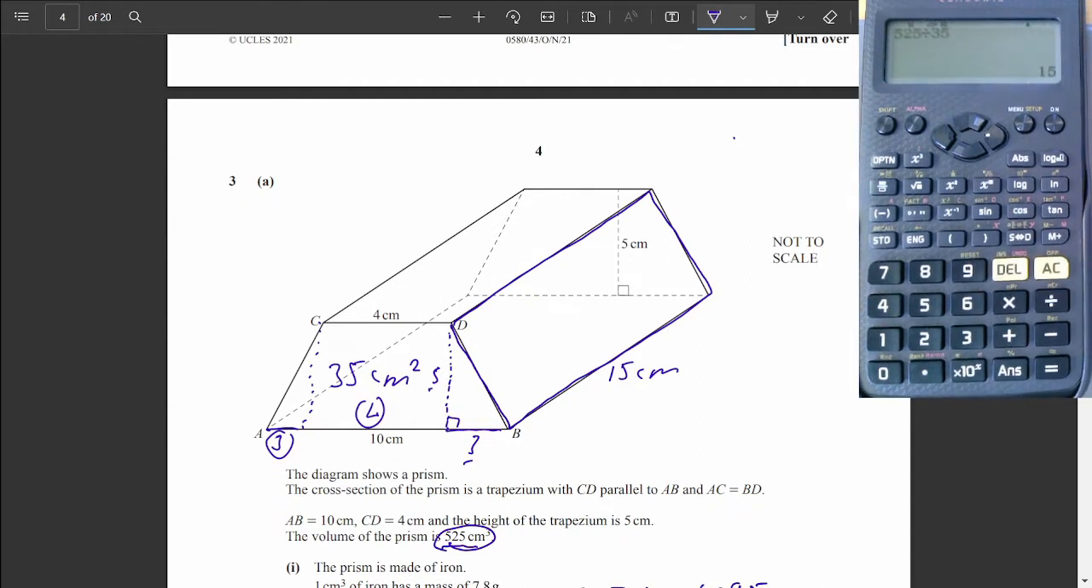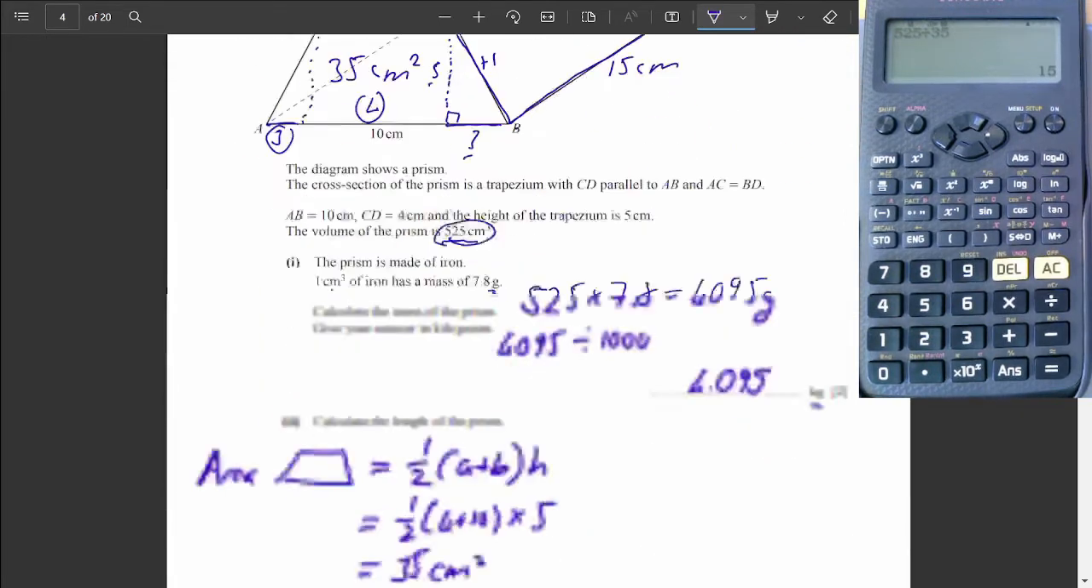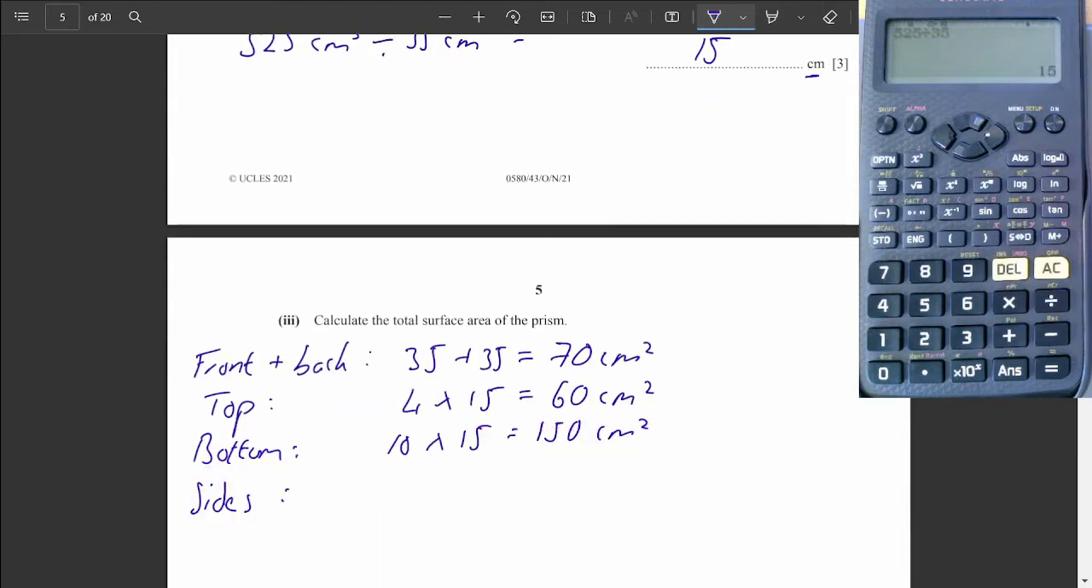And with right angle triangles, to find the hypotenuse, yes, we use Pythagoras. So I'm going to call this BD. BD squared equals 5 squared plus 3 squared. So BD, which is the height of our rectangle, the width, is the square root of 5 squared plus 3 squared. Let's do that.